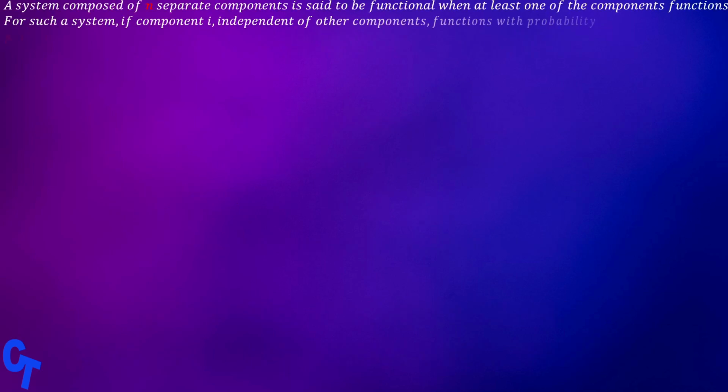What do we have today? A system composed of n separate components is said to be functional when at least one of the components functions. For such a system, suppose component i, independent of other components, functions with a probability pi, where i is equal to 1, 2, 3 up to n. What is the probability the system functions? We have two things right here. The system will function when at least one of the components is functioning, or the system will not function when none of the components is functioning.